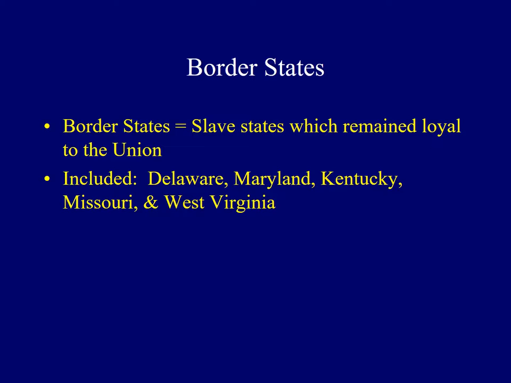The Civil War was not simply a war addressing the issue of slavery. This is clearly seen with the actions of the border states. Border states refer to slave states which remained loyal to the Union during the Civil War. Eventually, there were 5 border states: Delaware, Maryland, Kentucky, Missouri, and then West Virginia.